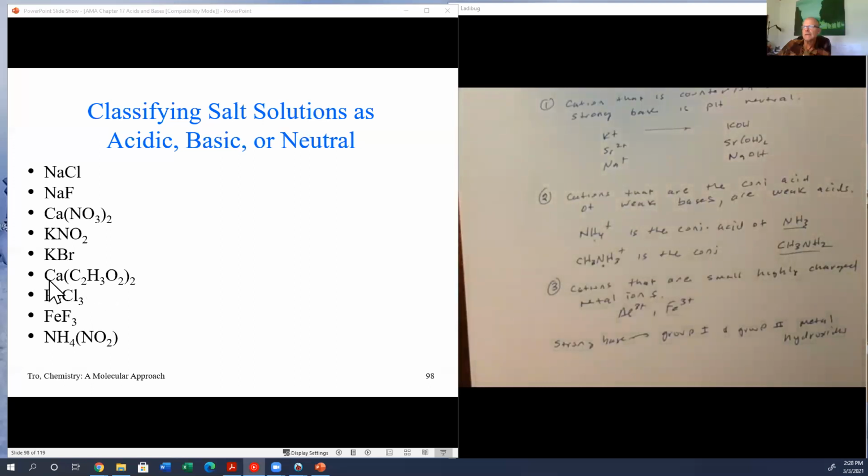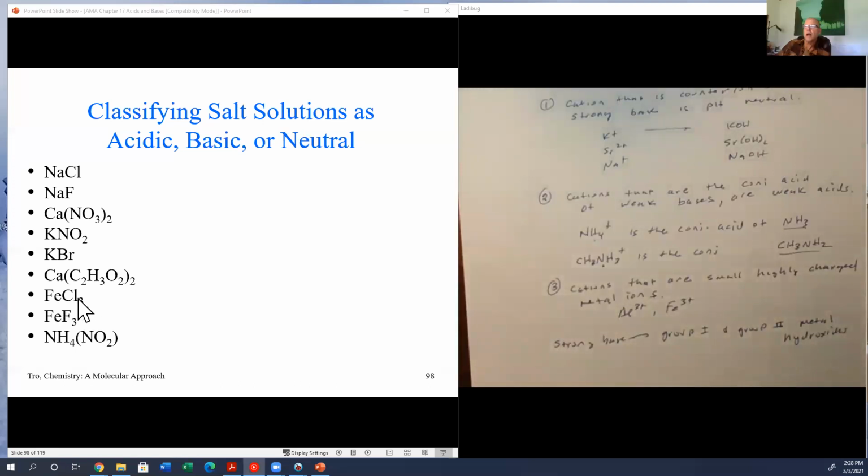Calcium acetate. What can we say about calcium? Acidic or neutral? Calcium 2 plus. Neutral, isn't it? Yep. C2H3O2 minus, neutral or basic? Basic. It's a weak base. So this is basic.